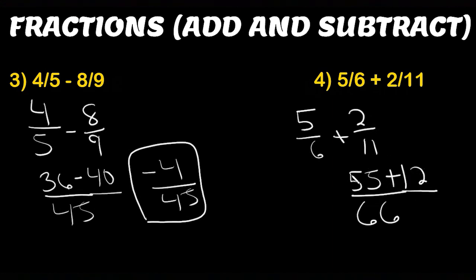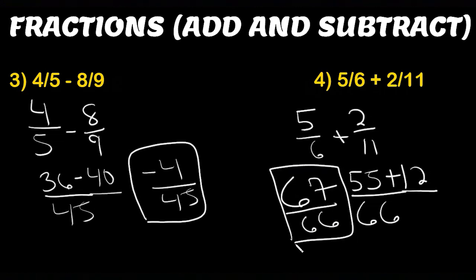And I'm just going to take care of my numerator now. So I'm going to do 55 plus 12. That is going to give me 67. So 67 all over 66. And that is going to be our final answer, right? So we can go ahead and box that in.